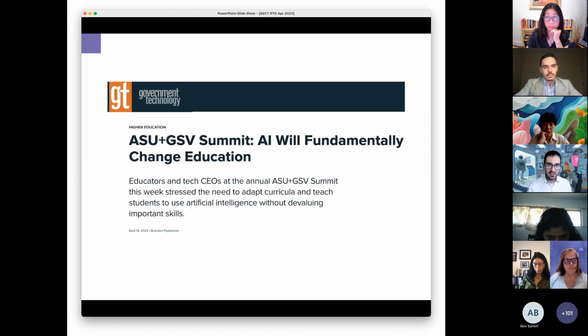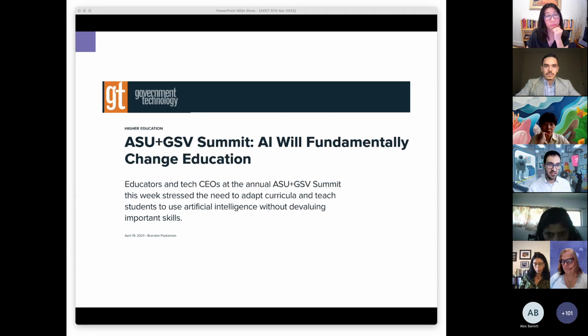Here's a screenshot from a news article from yesterday. The ASU GSV Summit was happening over the last couple of days. And this was one of the sort of typical headlines that appeared. AI will fundamentally change education. And we've heard sort of these stories before, right?